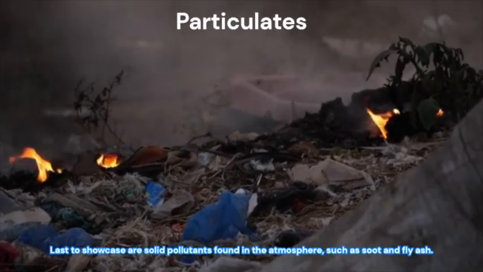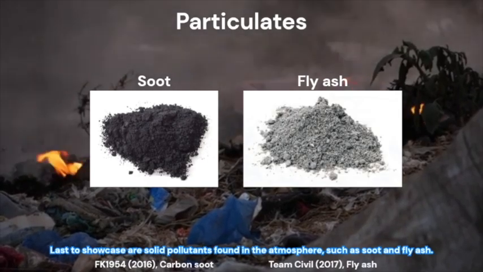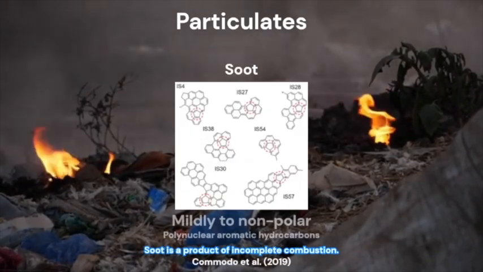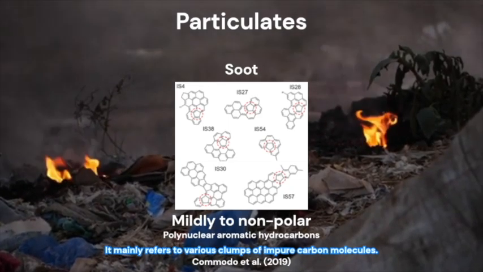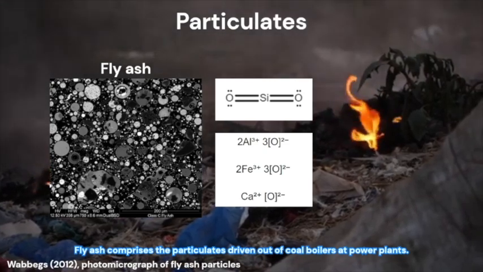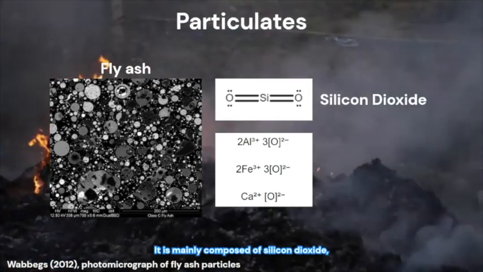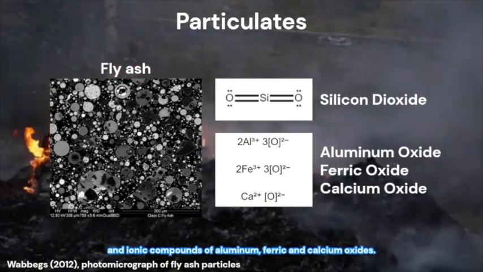Last to showcase are solid pollutants found in the atmosphere, such as soot and fly ash. Soot is a product of incomplete combustion. It mainly refers to various clumps of impure carbon molecules. Fly ash comprises the particles driven out of coal boilers at power plants. It is mainly composed of silicon dioxide, an ionic compound of aluminum, ferric, and calcium oxides.